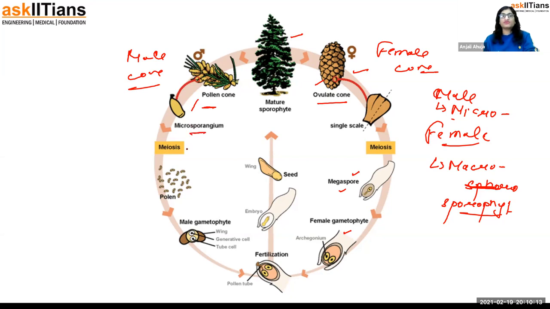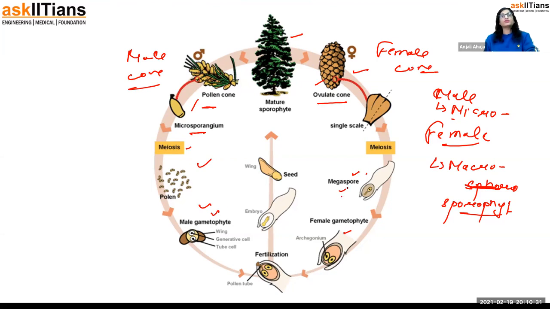This is microsporangium, which is obviously going to show meiosis. Meiosis is the type of cell division where chromosome number becomes half. Please remember, it always happens in reproduction. So here they are going to form pollen, and here this is going to form the megaspore. Into the pollen only the male gametophyte is present. So this is a megaspore.